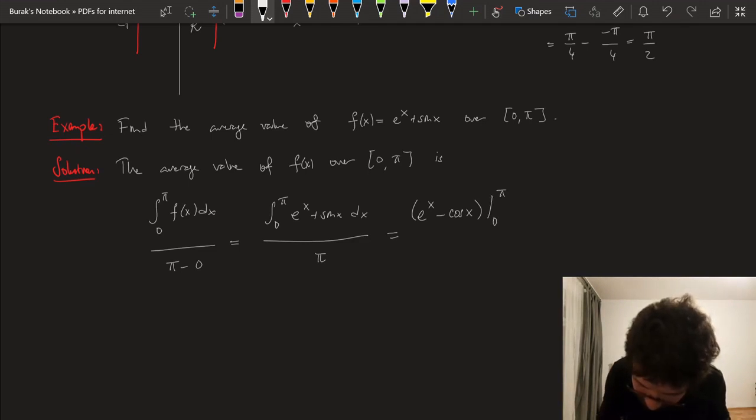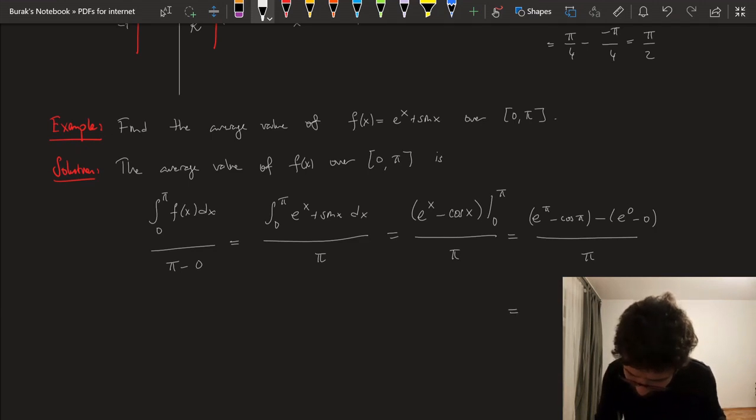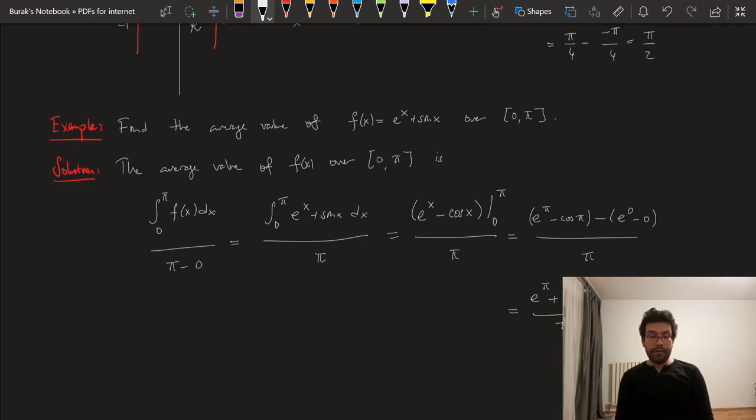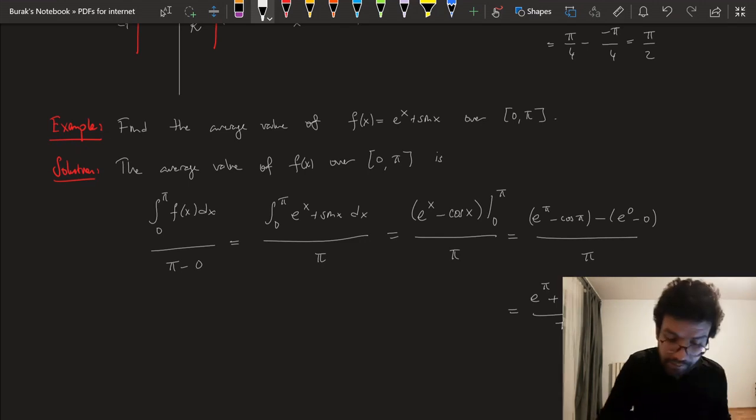And then you're going to evaluate this from 0 to pi. So you're going to get e to the pi minus cosine pi, minus e to the power 0 minus 0, divided by pi. And this is going to give you e to the power pi. Cosine pi is minus 1, so it's going to be plus 1 minus 1, divided by pi. So it's e to the power pi divided by pi. So that's that. Again, a very simple definite integral computation where we used the fundamental theorem of calculus part 2.